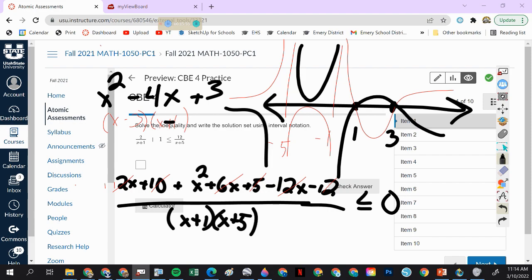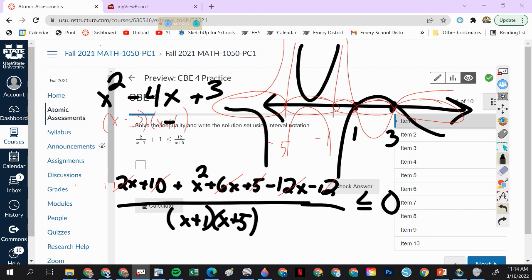Now, what if you're not good at that? What if you can't figure that out? Just plug a point in every section. So plug a point in here, and that will tell you if it's above or below. Plug a point in here, and that will tell you if it's above or below. And then a point here, and a point here, and a point here. So if you can't figure out the shape of the graph, just keep plugging in points until you've tried them all.